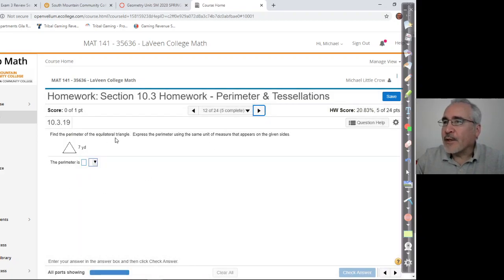Now the fact that we know this is an equilateral means all laterals are equal, all sides are equal. So 7 plus 7 plus 7. 21 yards. You could do that in your head, right? 3 times 7.